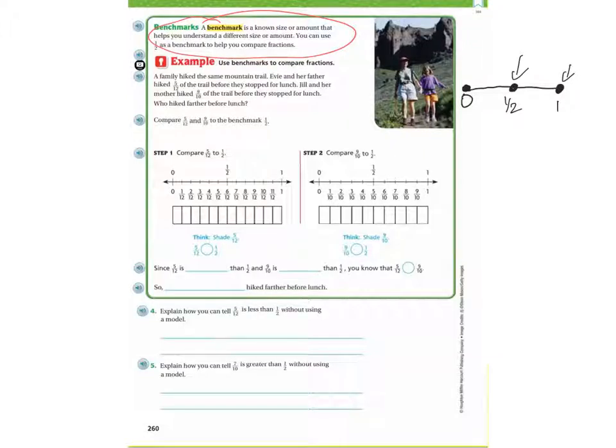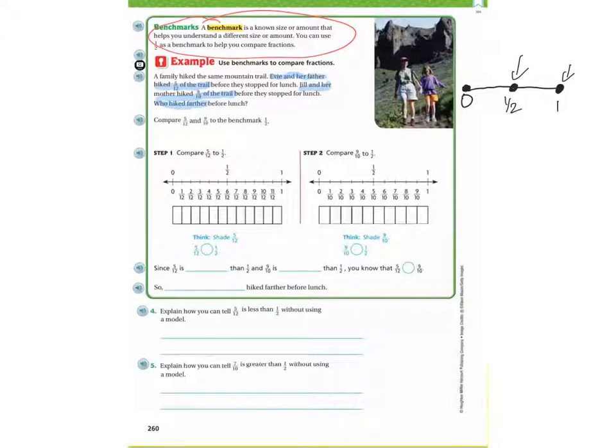So let's use our example to compare fractions. A family hiked the same mountain trail. Got it. This is where you do Mr. Carey and you just kind of ignore. You just say, got it. Evie and her father hiked 5/12 of the trail. Jill and her mother hiked 9/10 of the trail.